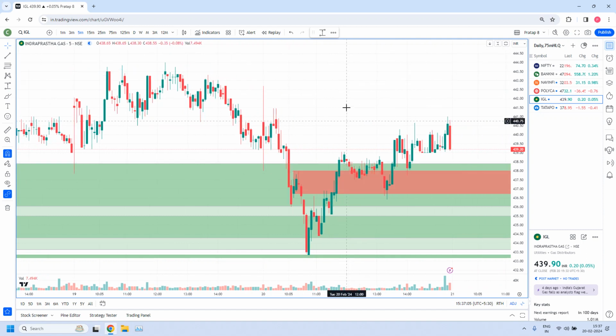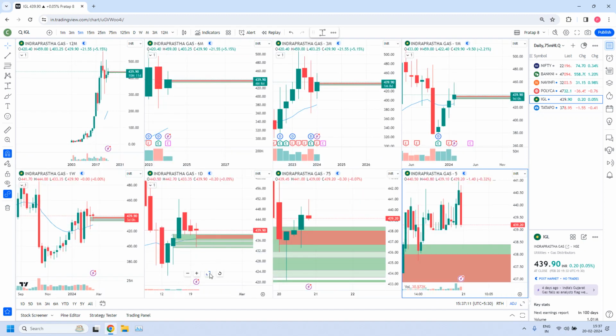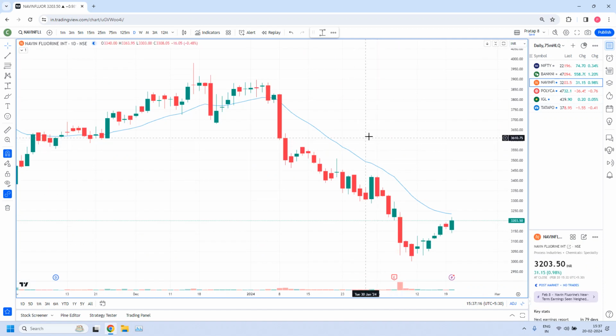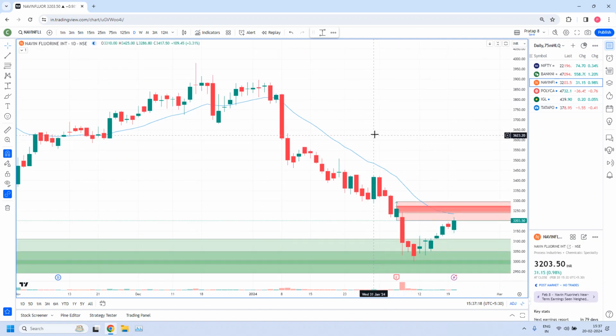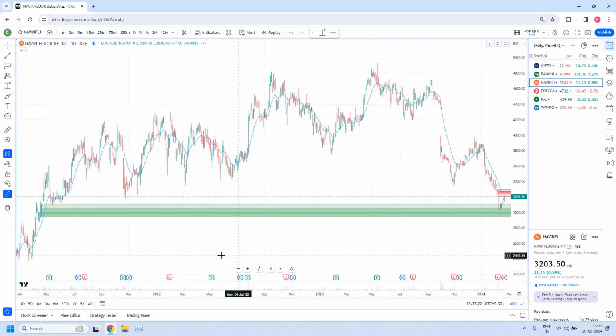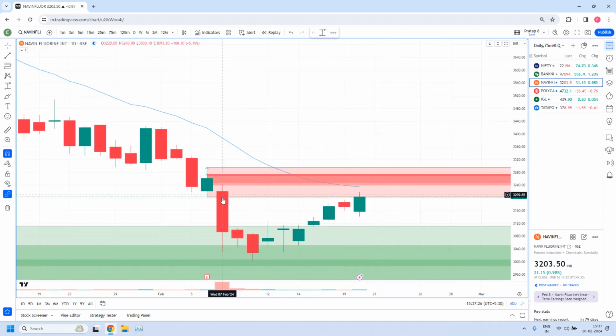Okay, this is about ICL. Now let us look into the remaining stocks. The first one is Navin Fluorine. This is a high liquidity demand zone we have, and above also we have a high liquidity supply zone.